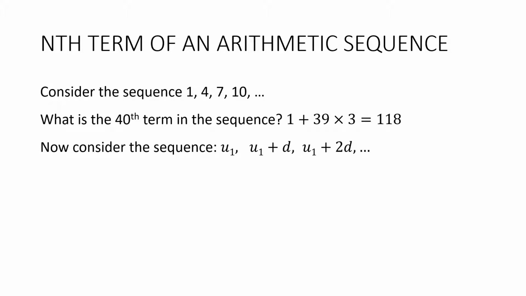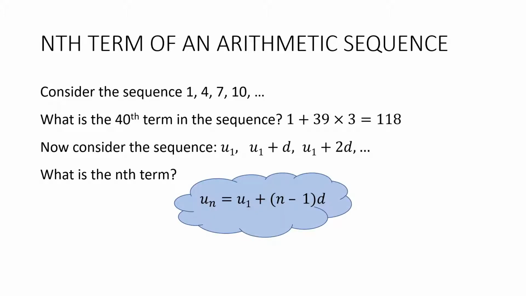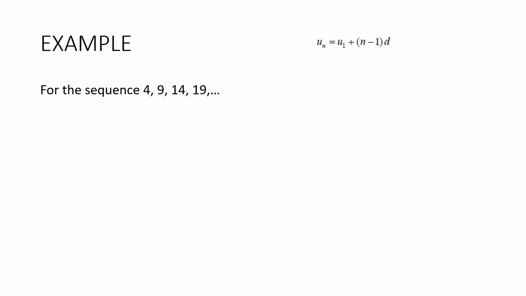Let's look at it more formally. Here's the first term. The second term will be the first term plus the common difference. The third term will be the first term plus 2 lots of the common difference. And this is going to build us a formula. So our nth term is going to be the first term plus n minus 1 lots of the common difference. So that's our first formula that we're going to learn. Let's see how we use it.